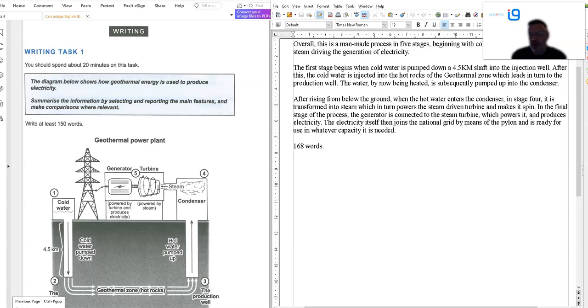Just in case you don't know, we're running down every single IELTS academic writing task one from the Cambridge previous papers. So we started with the latest at 17, so 17, 16, 15, 14, 13. And this is the final one of Cambridge 12. And the next task will be test one of Cambridge 11.